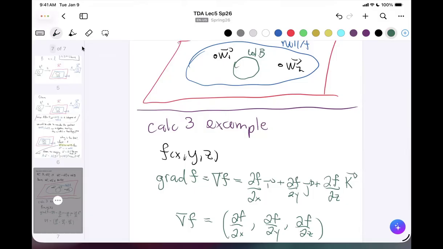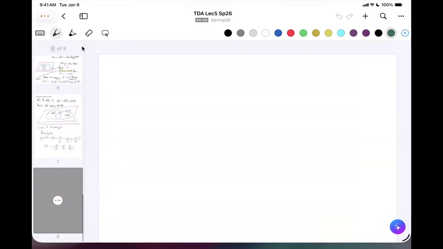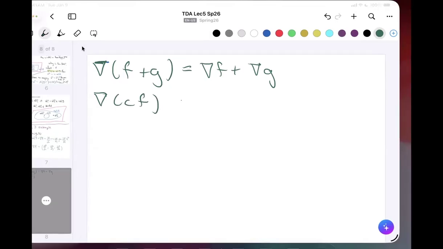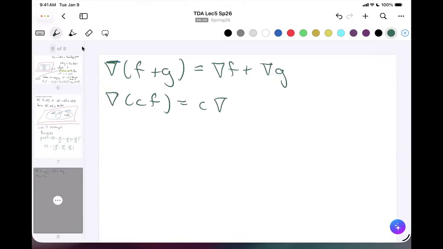Now, if you think about it, the gradient is linear in the sense that, actually, I'm using the correct color because I will follow the same color scheme. The gradient of the sum of two functions is the gradient of f plus the gradient of g. And if you multiply a function by a scalar, a constant, you can take the constant out of the gradient.